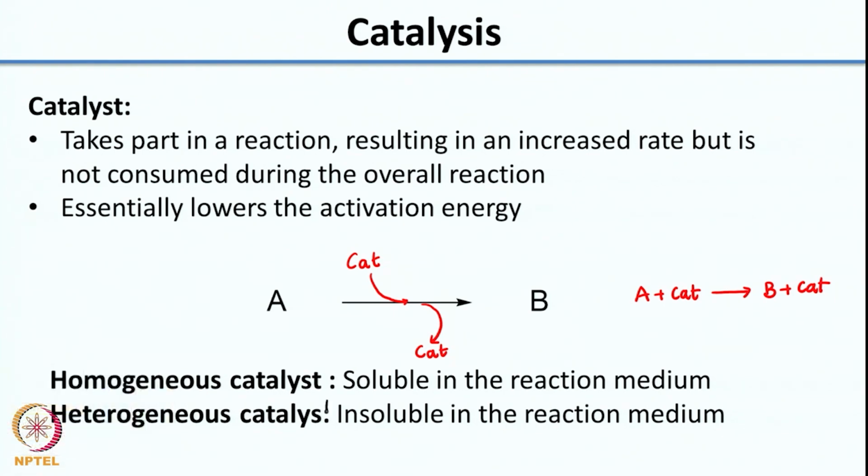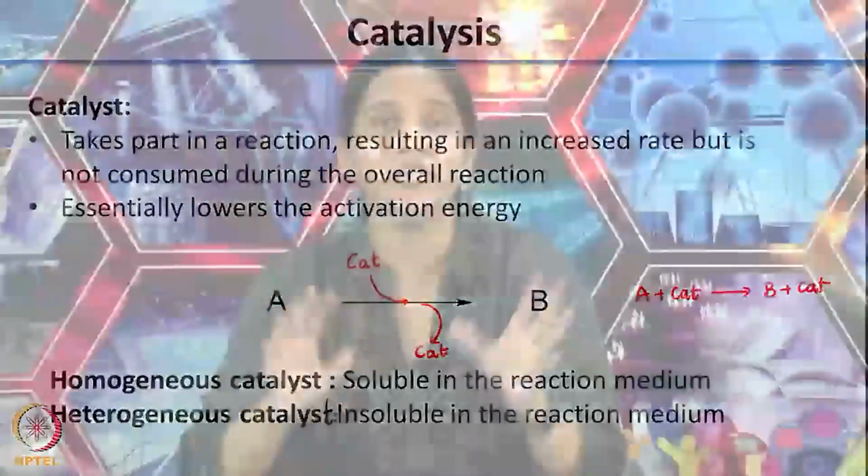There is a T missing here. So, the heterogeneous catalyst is insoluble in the reaction medium. So, this goes with the definition of the word catalyst. Now, what I had asked you to do is draw a reaction coordinate diagram, and I wanted you to show on that reaction coordinate diagram what the catalyst does to that diagram.